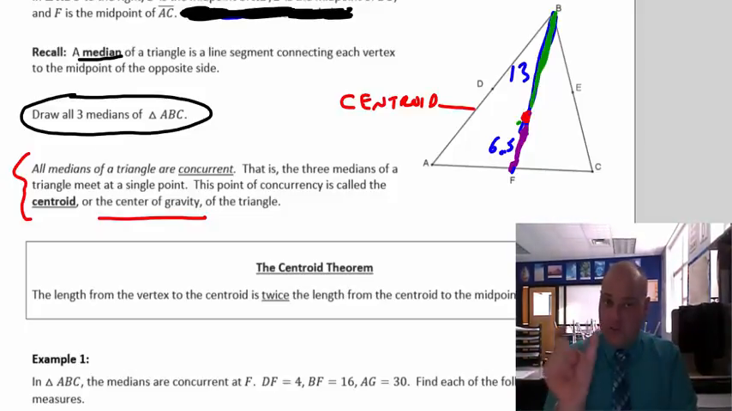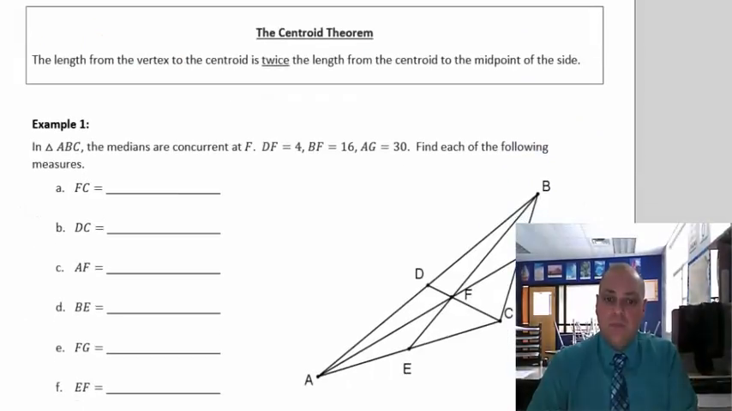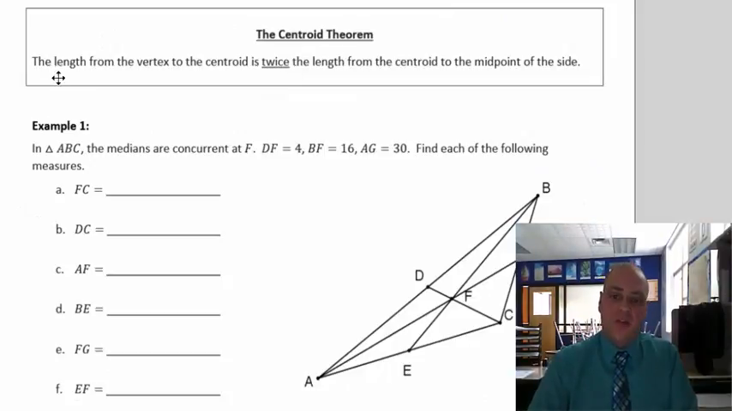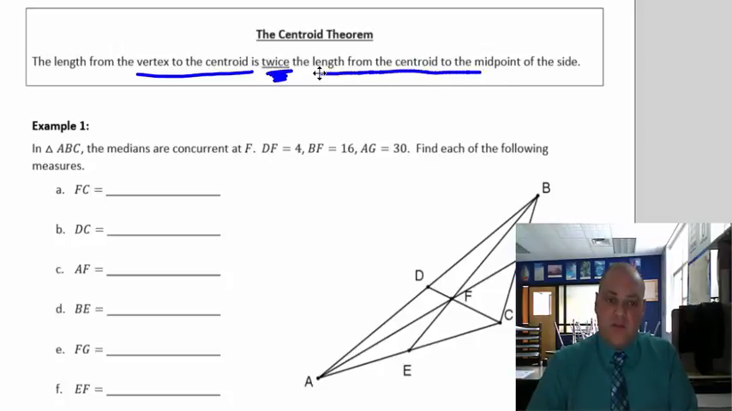And that's for each of those three medians. And that's what the centroid theorem tells us. The length from the vertex to the centroid is twice the length from the centroid to the midpoint.